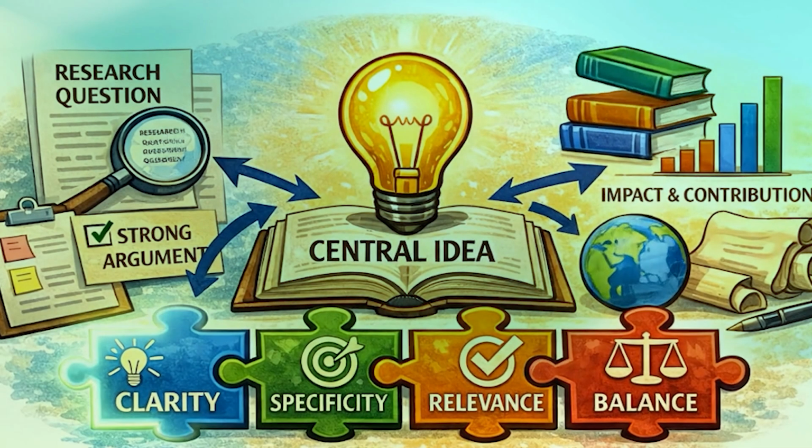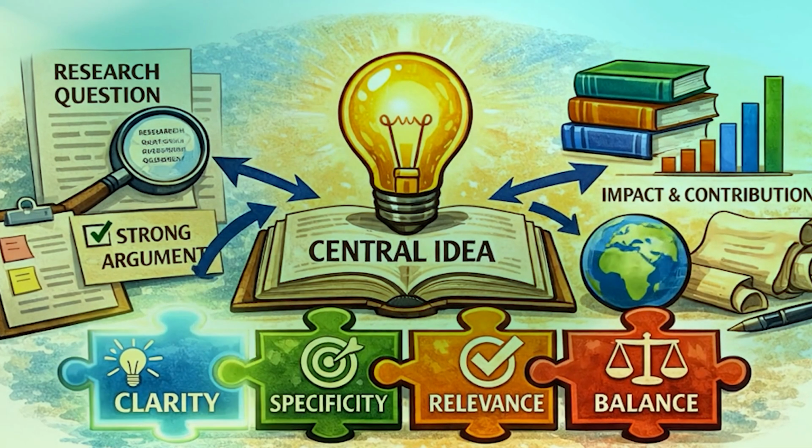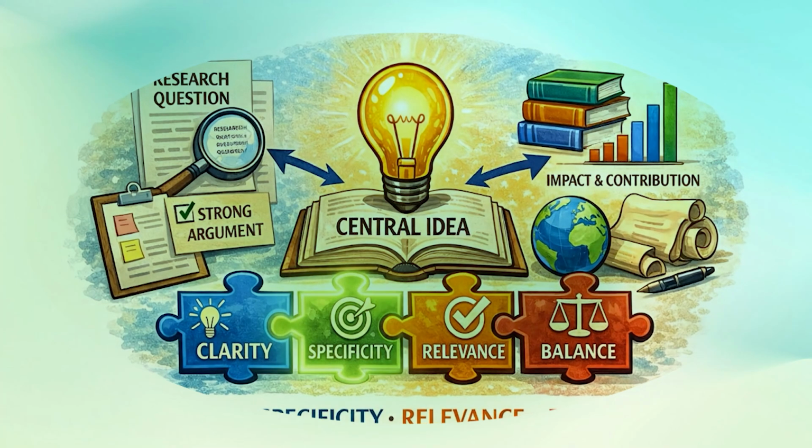Clarity is where the idea should be stated or clearly implied early in the paper. Specificity: we must remember that it should be precise enough to be defendable within the scope of the work. So, whatever claim that we are articulating as the central idea, that should be defendable. That is, it must be justified in the scope of the paper itself.